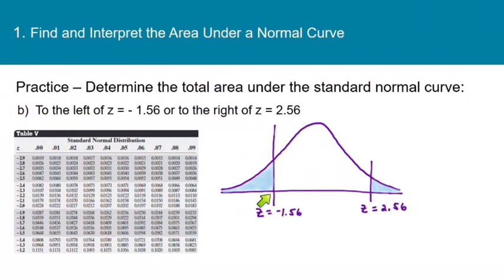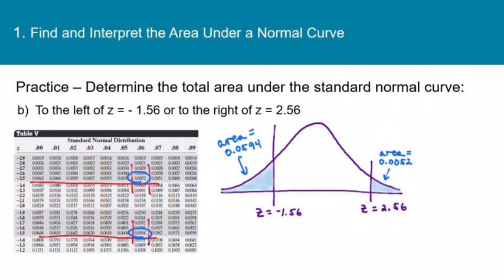So looking at the table, the area to the left of negative 1.56 is going to be 0.0594, and the area to the right of positive 2.56 we'll have to find by looking up negative 2.56. So we go to the negative 2.5 line and go out to the 6 column, and we find the area to the right of 2.56 is 0.0052.